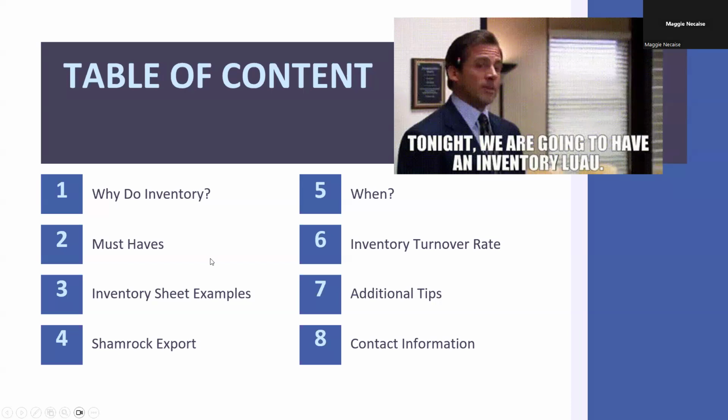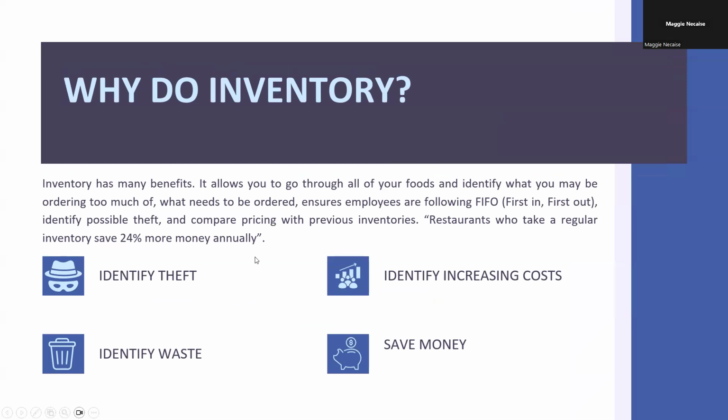Table of contents. So I'm going to first go over why should we do inventory. Two, I'll go over must-haves and requirements. Then I'll show you guys some examples of inventory so you can get a good idea of it. I can show you guys how to do a Shamrock export. So if you are ordering your food from Shamrock, this can just be an easy way to get a list of all of the stuff that you have ordered and on stock. So you could start your inventory from that list. When, so how often do you need to do it? Inventory turnover rate is another thing that's required with this, which we'll go over more in a little bit. Additional tips, and then just my contact information if you need to reach out, and if you have any questions.